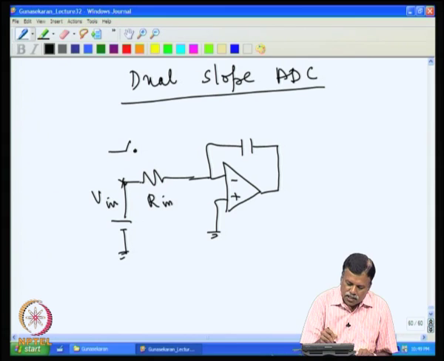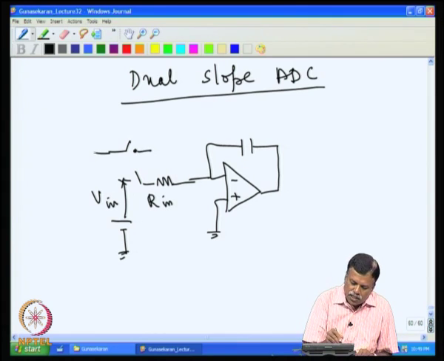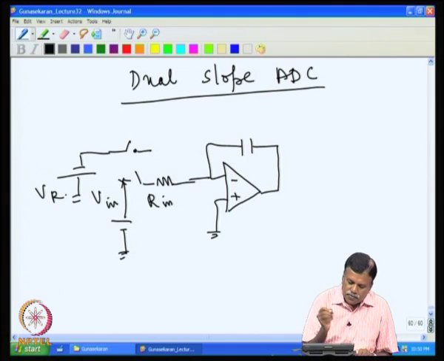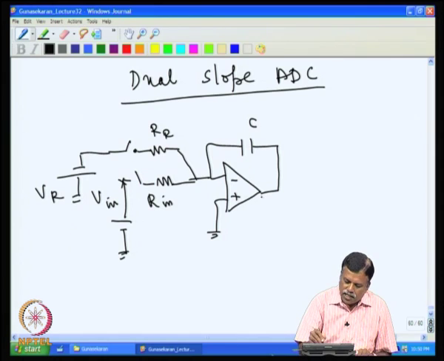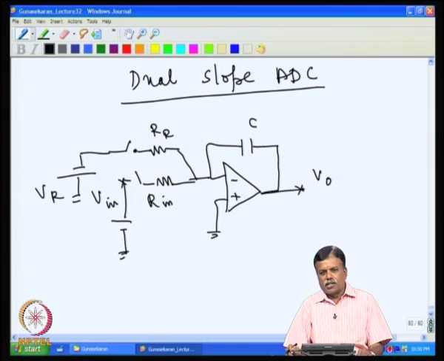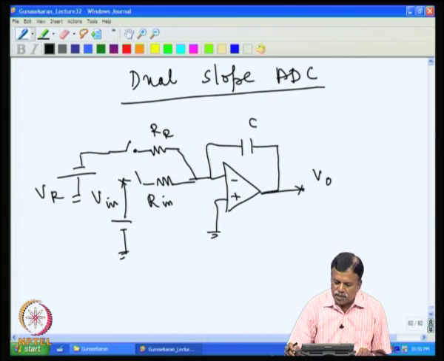Then we can also connect through a switch, of course. So, the switch can be connected to this. What I can do is I can have a switch here, and connected to this, I can have another switch. This can be connected to V reference, and then through another resistance, it is connected to the same. We call this R reference resistance. Then this is capacitor C, and this is our output. This is actually the circuit diagram of a dual slope ADC converter.